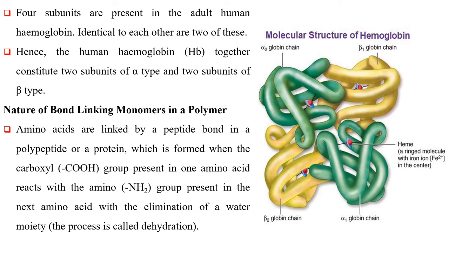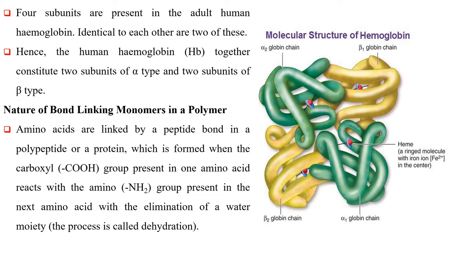Four subunits are present in adult human hemoglobin. Two of these are identical to each other. Hence, human hemoglobin constitutes two subunits of alpha type and two subunits of beta type.